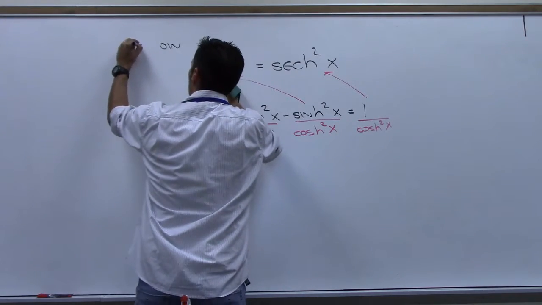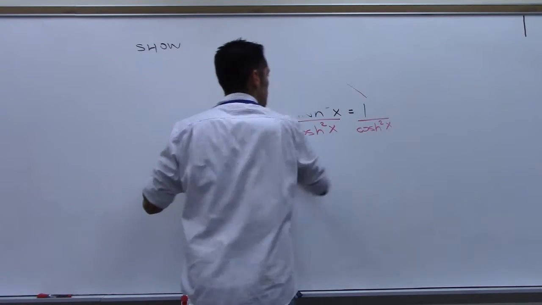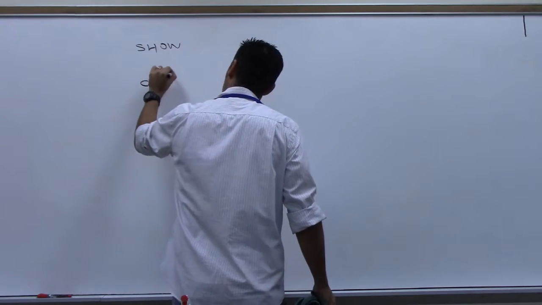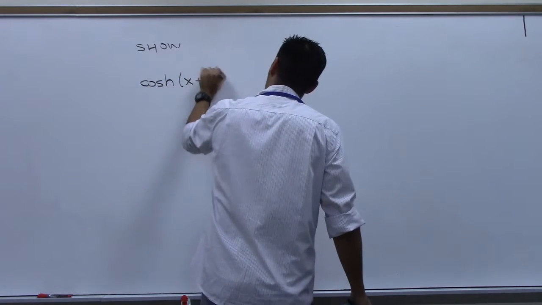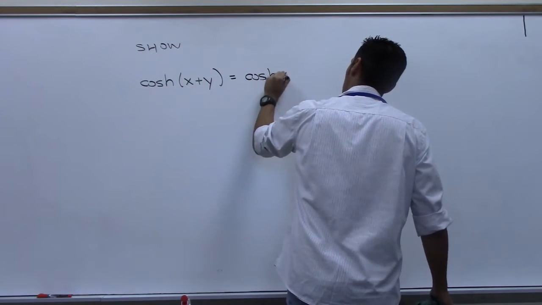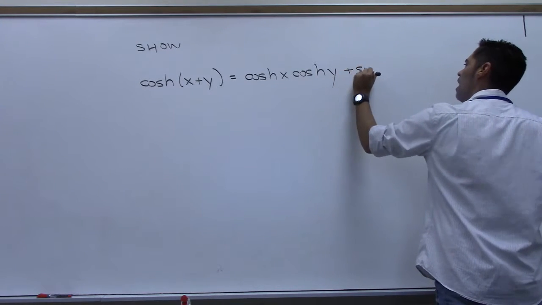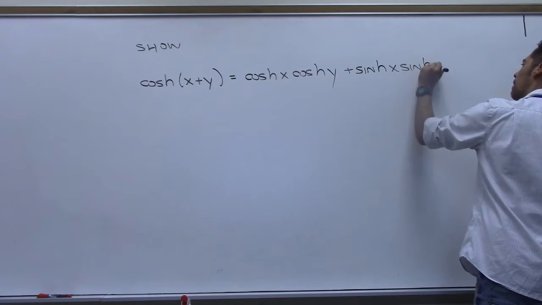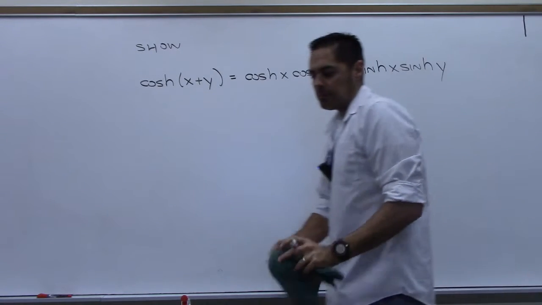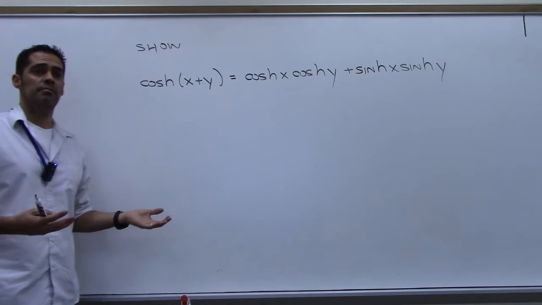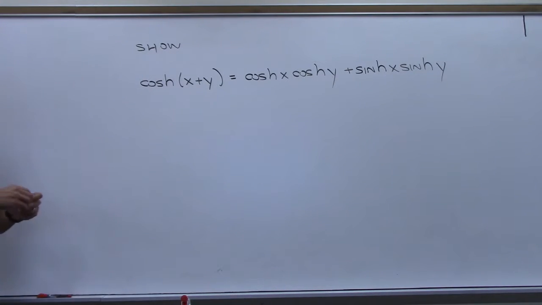What if we wanted to show, let's do the bottom one. Cosine hyperbolic of x plus y equals cosine hyperbolic x cosine hyperbolic y plus sine hyperbolic x sine hyperbolic y. So here's my hint to you. I'm not going to do it. We would pick one side and start working through it. We have to convert it over to e's. This one's going to be hard to take one side and turn it into the other.